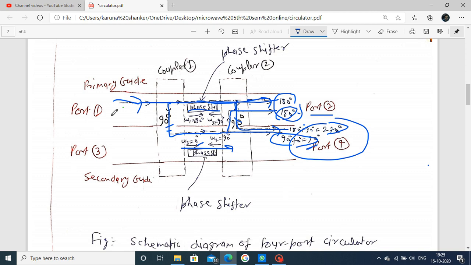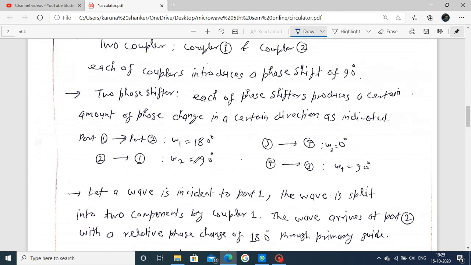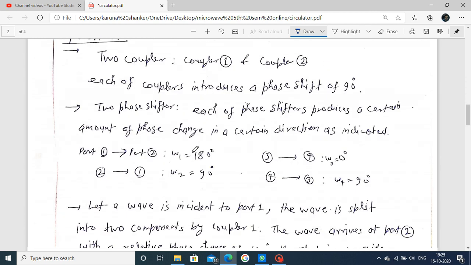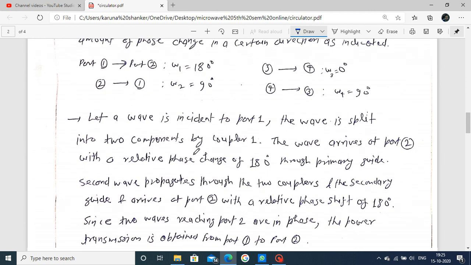Whatever we apply at port number 1 as input, the output is observed at port number 2. In a similar way, if we apply port number 2 as input, we observe the output at port number 3. Similarly, when we apply port 3 as input, the output comes at port number 4. Similarly, when we apply port number 4 as input, the output comes at port number 1. Only one case is explained here; in a similar way, all the other ports are also explained. These are all written here, whatever I explained.